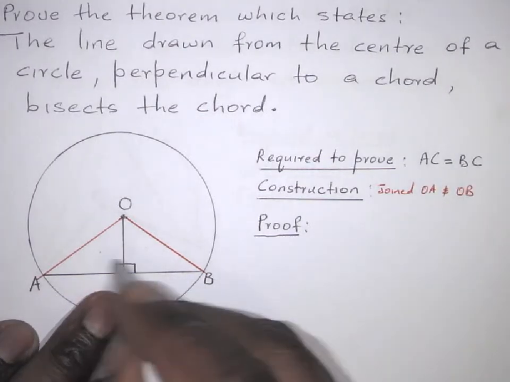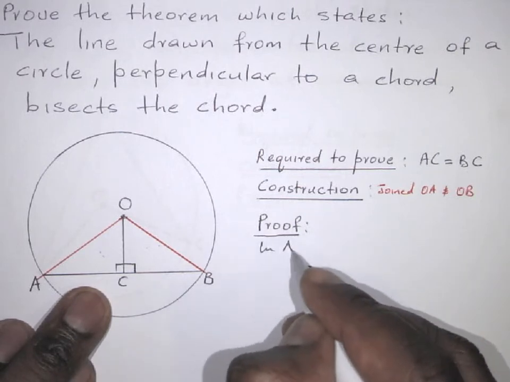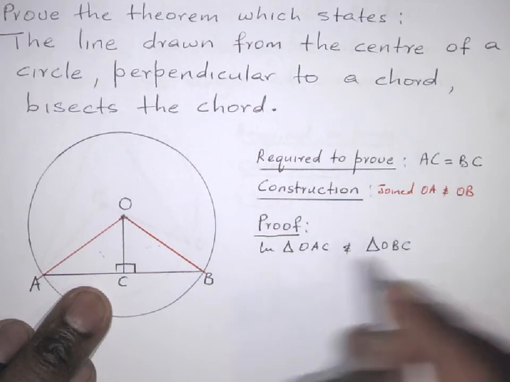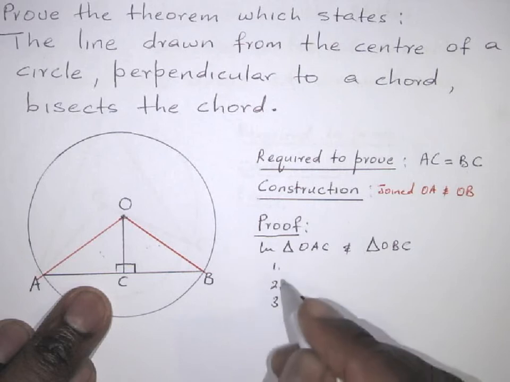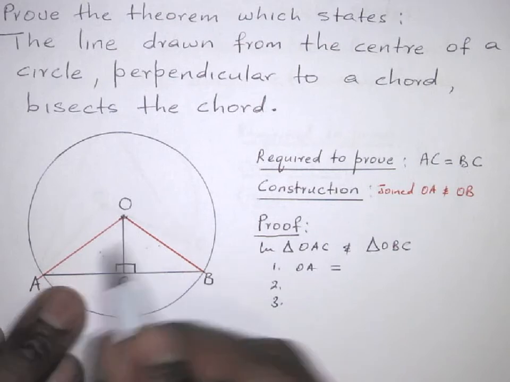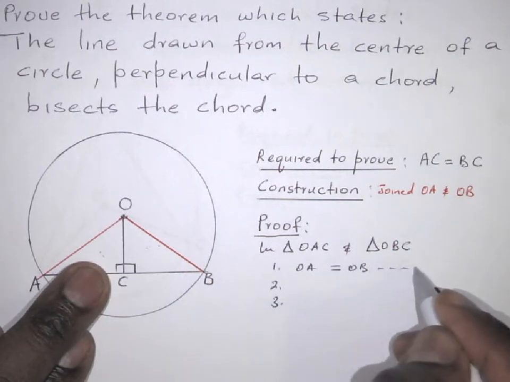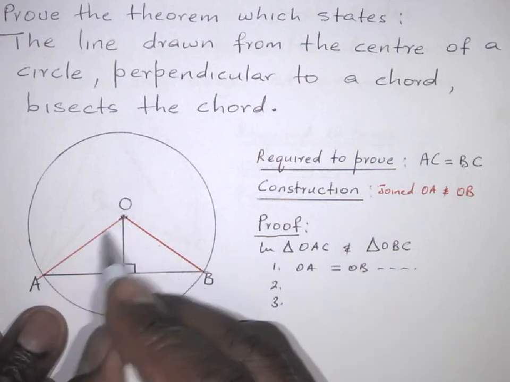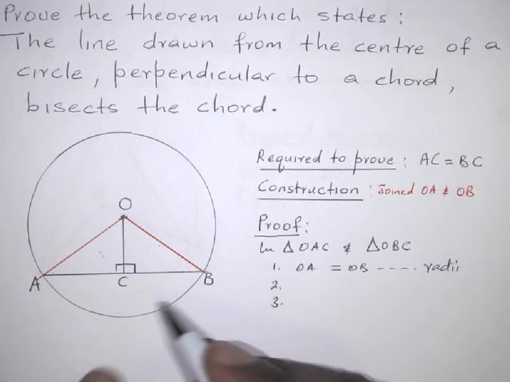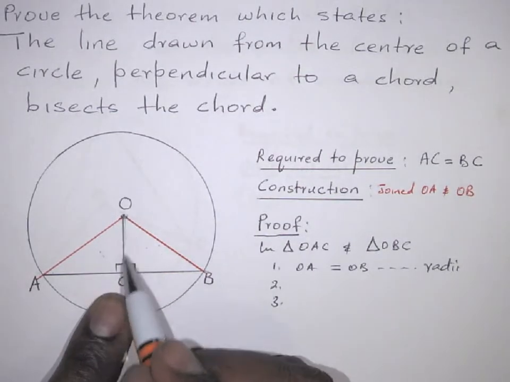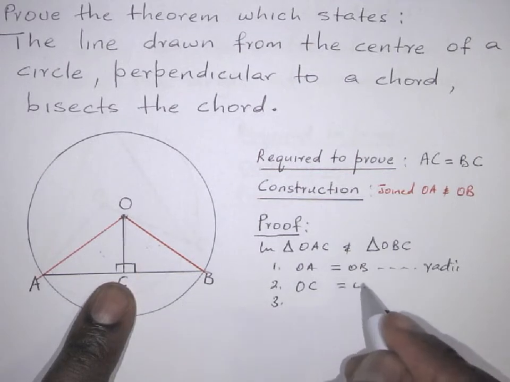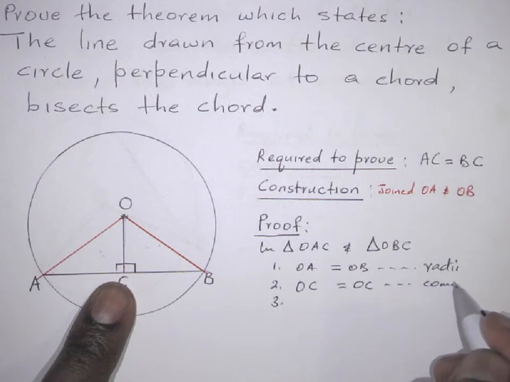Now, how to prove it? We're using two triangles. You tell the examiner, in two triangles, OAC and the other triangle, OBC, we need three things that are equal for congruency. First, OA in this triangle equals OB in the other triangle. And in geometry you must always give a reason. It's because those are radii. There are two radii. Next, you can see that OC of this triangle is the same as OC of the other triangle. So OC equals OC, and that is a common side.